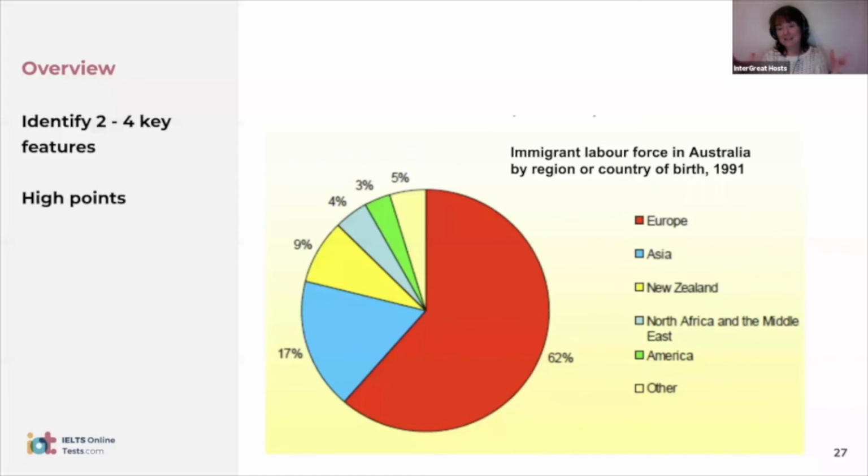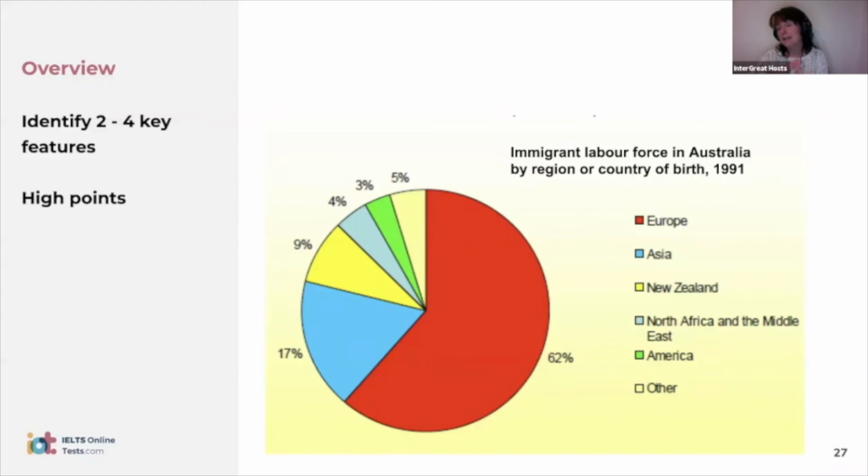I think we can see very clearly here that the red segment, exactly, Europe is hugely more considerable than all of the other ones. So that's clearly something you're going to say. So the kinds of things that you're putting in the overview are the biggest numbers, the smallest number, what trends are the same, and if there are any exceptions.